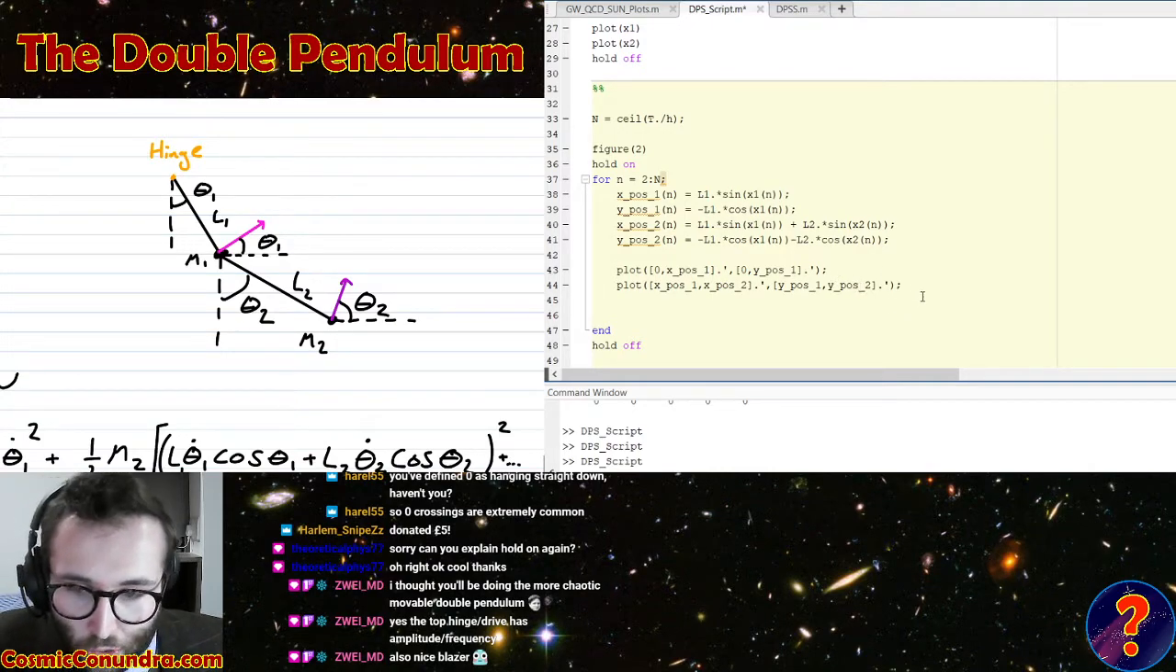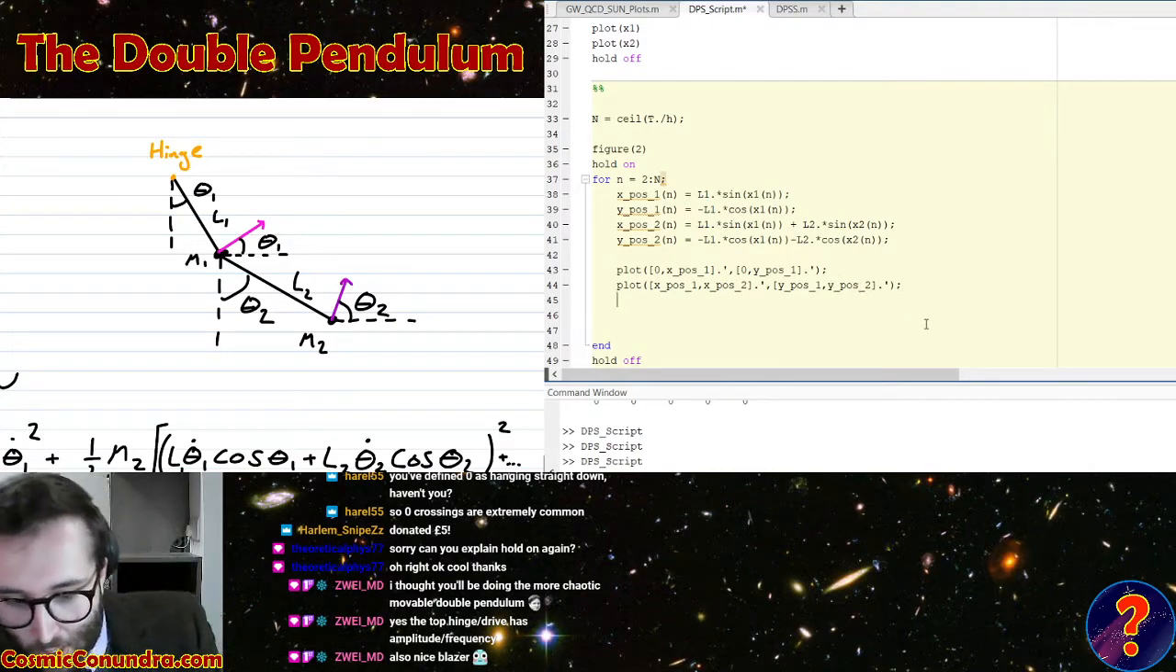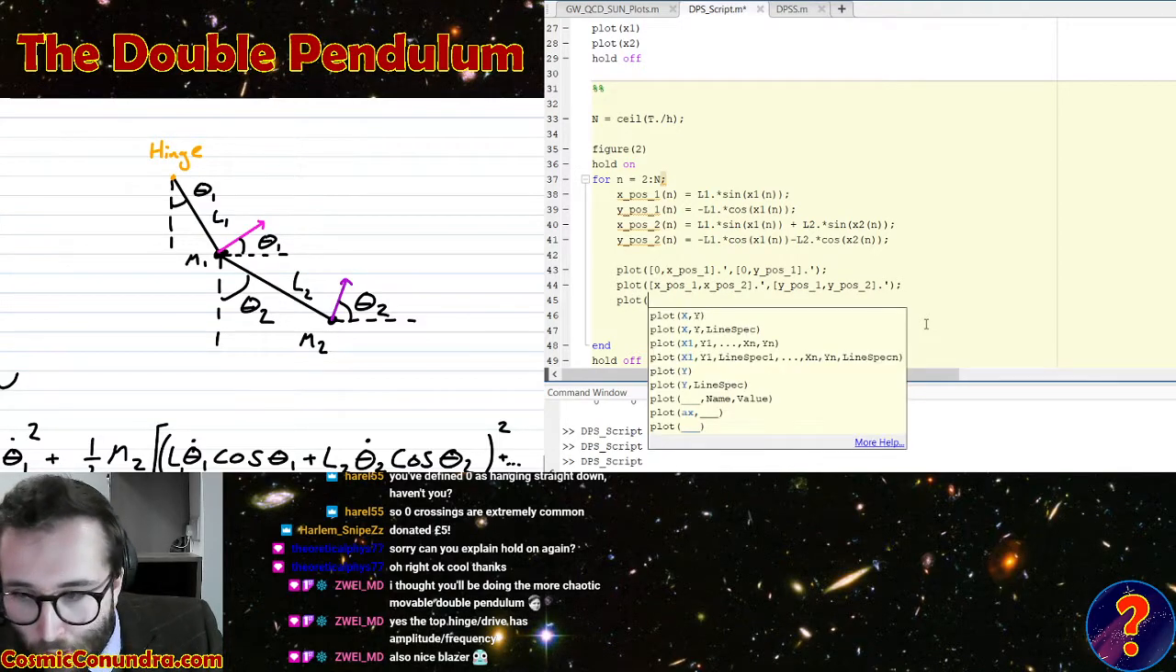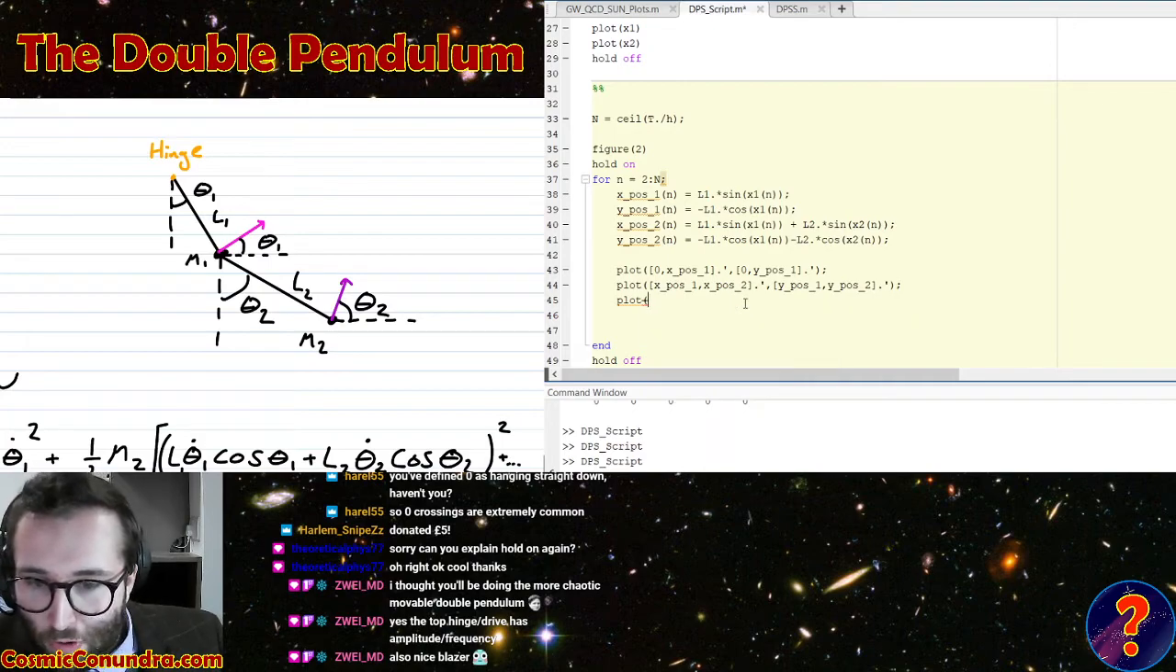And then the last thing I want to do, purely for aesthetic purposes, is to put a bob on the end of both of the pendula. So rather than just drawing a straight line, what I'd like to do is add a bob.